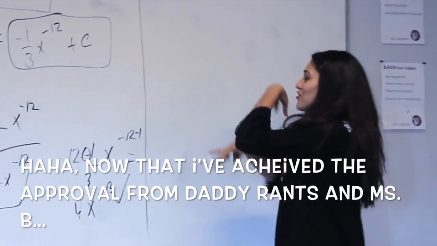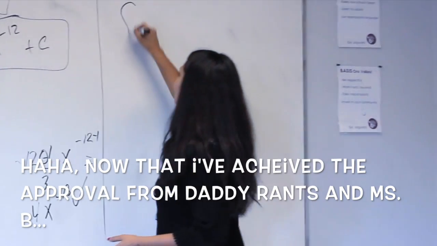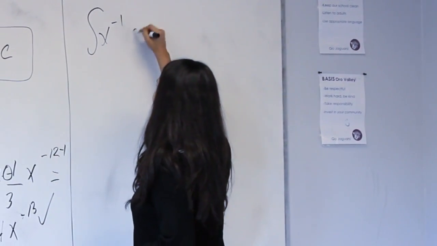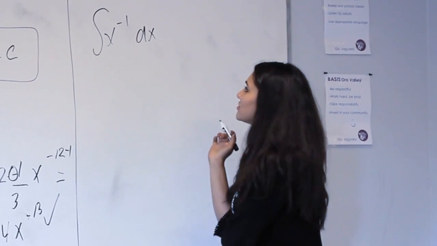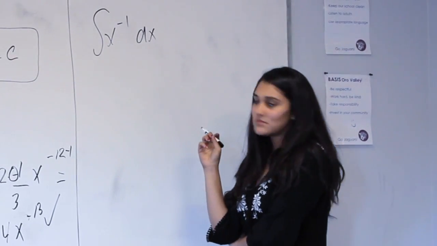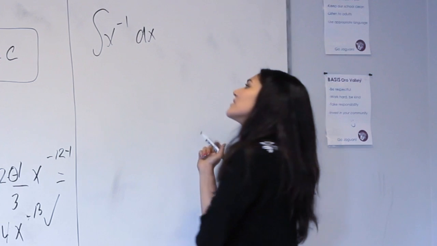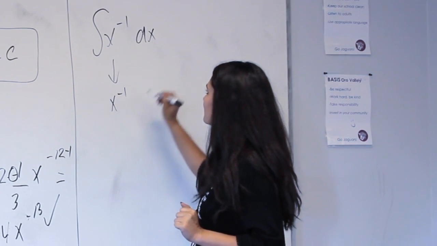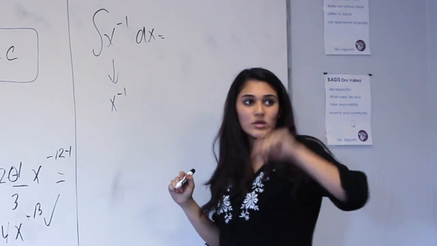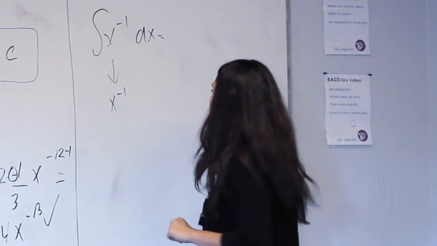Now I'm going to have a more challenging example for you guys. So let's say the integral of x to the negative 1 dx. Now, think about it. What would you do? Would you pull it out? All right, so, yeah, you know what? Let's pull it out.